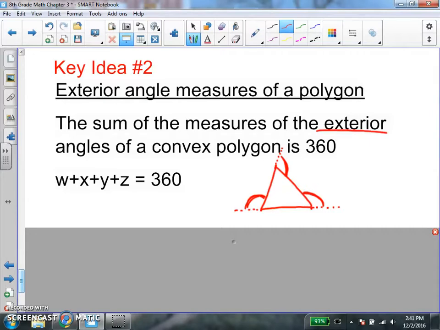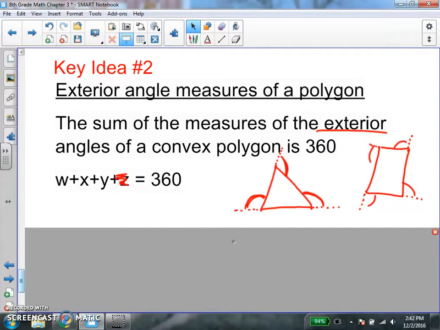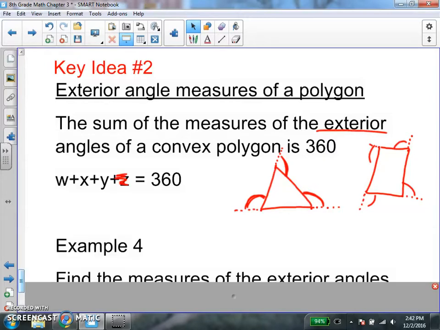And this rule, this key idea, tells us that the sum of those exterior angles always equals 360 degrees. Always. Okay, in this case, it would just be w plus x plus y, since it's just a triangle. But if you had a four-sided shape, it would be the same thing. Okay, you can extend each one of these sides, and you create angles that are on the outside of your shapes, of your polygons. Okay, it's a little bit more confusing to grasp, but once we try an example, we'll see if that makes a little bit more sense. Let's take a look.